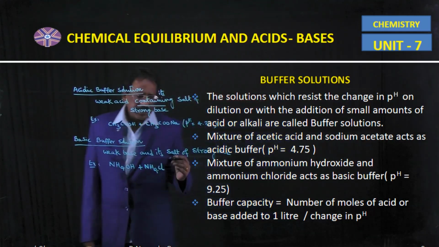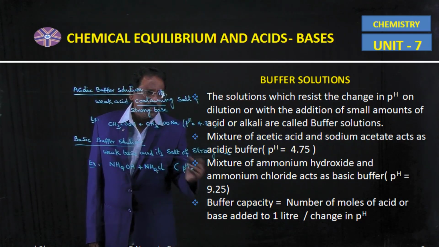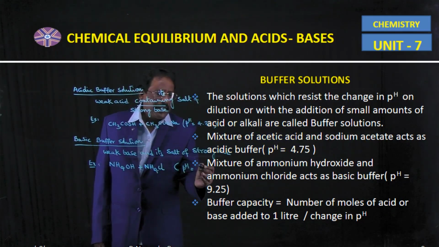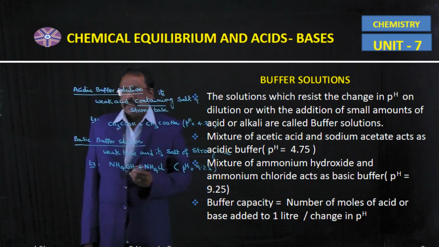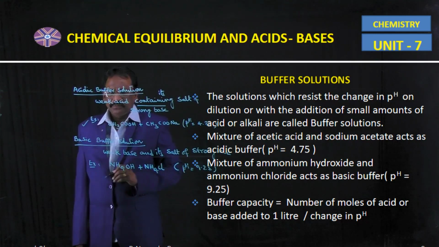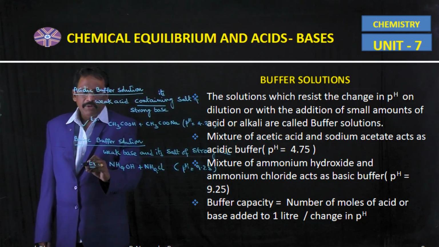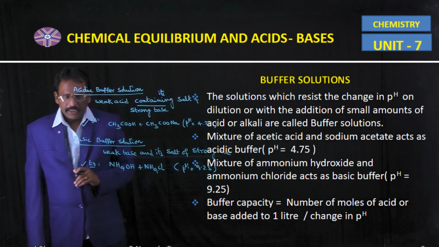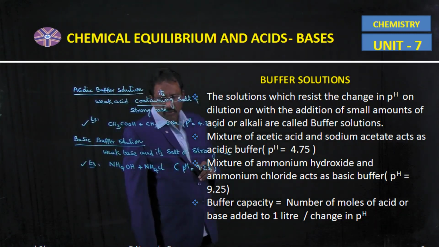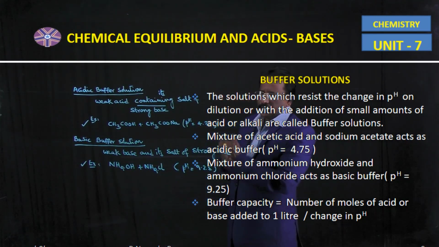For this basic buffer solution, pH is equal to 9.25. So in the chemistry lab, this is the best example of acidic buffer solution, and the mixture of ammonium hydroxide and ammonium chloride acts as a basic buffer solution.